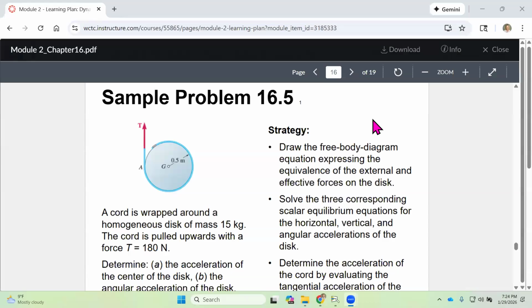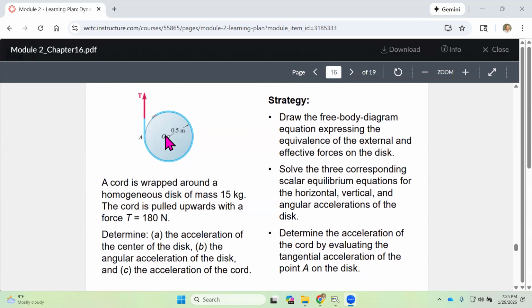Okay, so the next sample problem that we have is going to be problem 16.5, and it is found on page 1131. As we look at the problem here, we just have a simple disk. It's got a cord attached to it. And this T represents a tension, a pulling force, as we pull on that cord to unwrap it. And then that disc is going to go in a circular motion around.